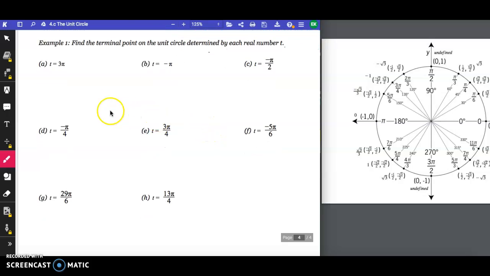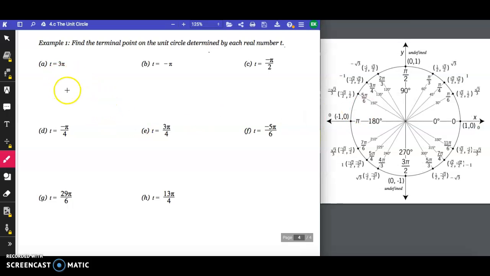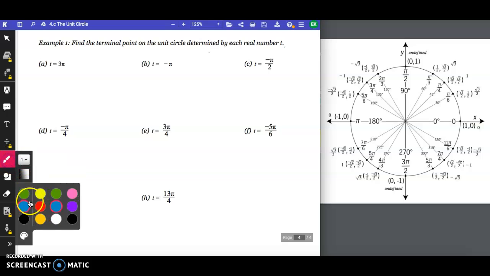So let's look at our first example. In this problem, I'm trying to find the point on my unit circle that is at 3 pi. Now, we might be a little confused by that at first because as of right now, we have 0 pi, we have 1 pi. If you make it all the way around again, this should say 2 pi right here. But 3 pi isn't anywhere on this unit circle. It's too big.